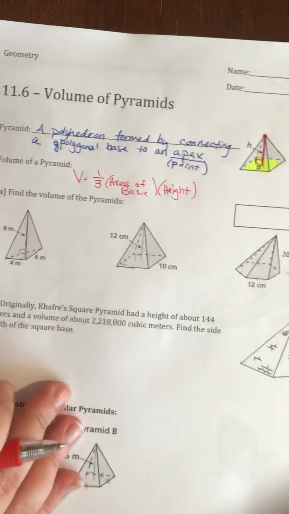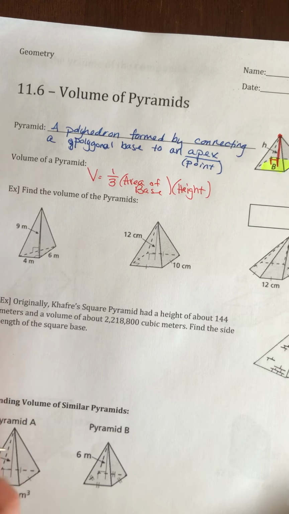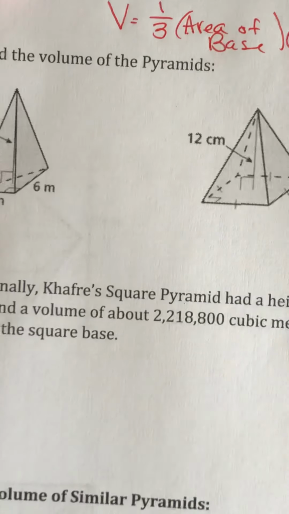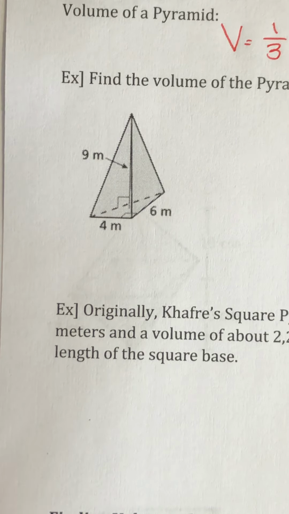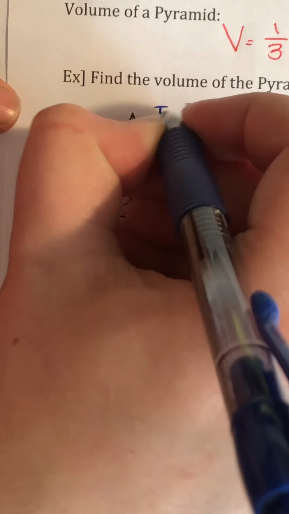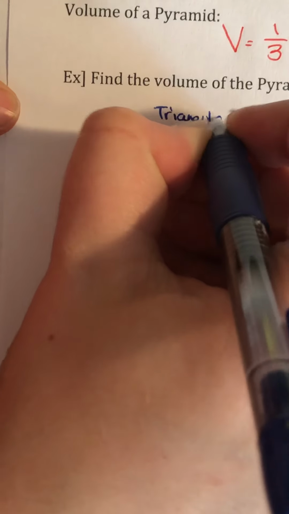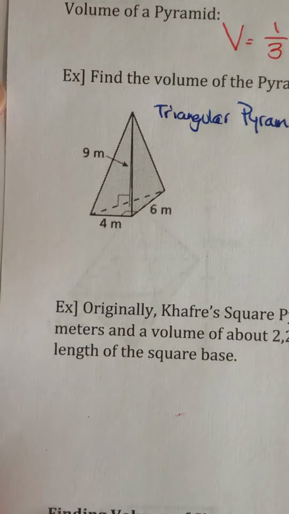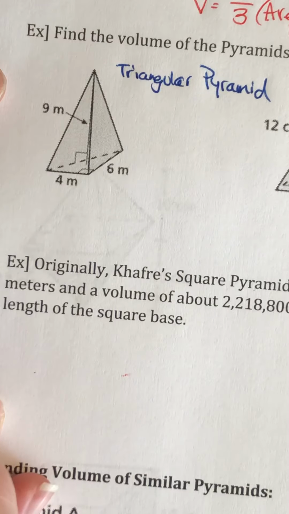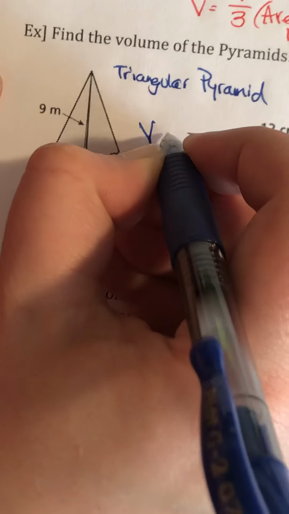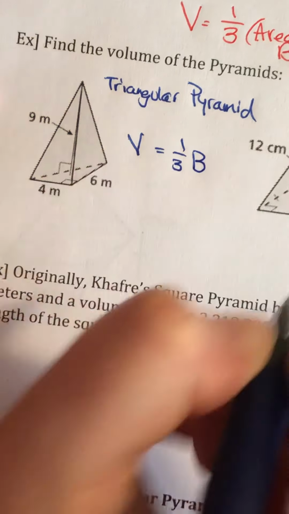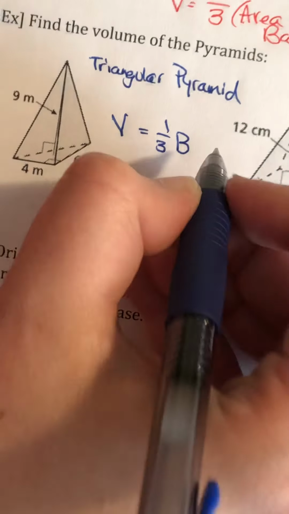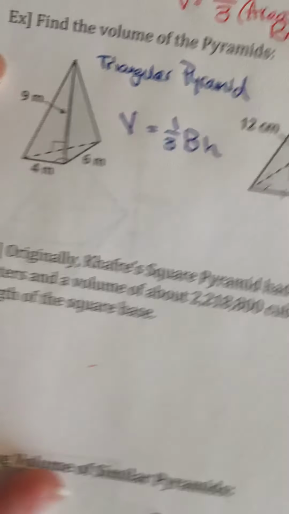So I want to find the volume of these pyramids. So the first one, it's a triangular pyramid. We name pyramids based on the shape of their base. So this is a triangular pyramid. So the volume is 1/3 the area of the base times the height.